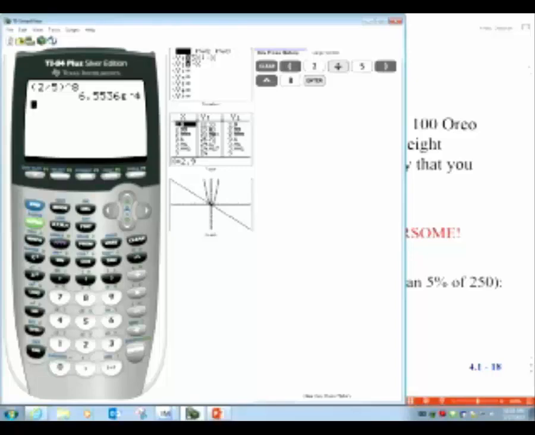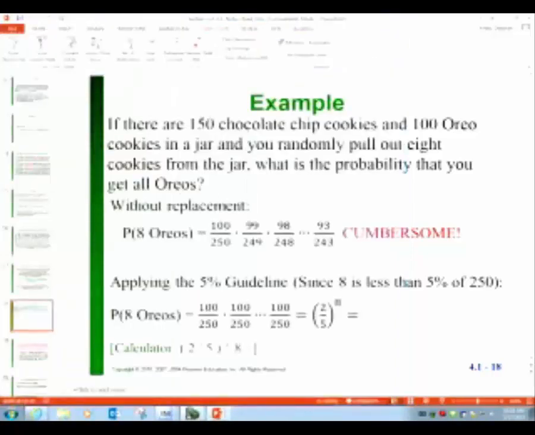Now, does that number disappoint you if your favorite cookie in the whole world is an Oreo? What's the probability that you're going to get 8 Oreos out of that jar? Very, very low, 0.007. You're probably going to have to eat a few chocolate chips before you get 8 Oreos. Not that that's entirely a bad thing.